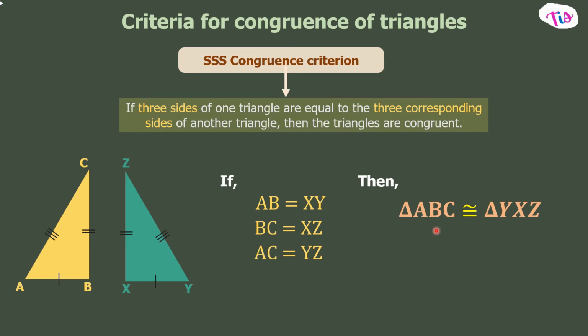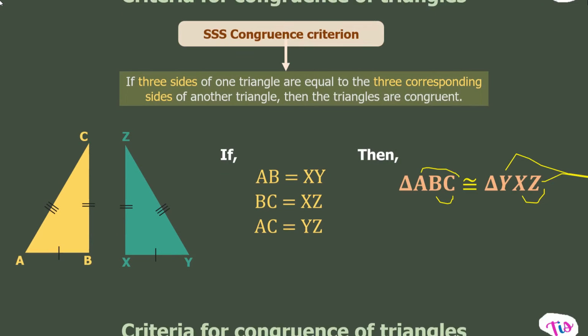Why is only this order correct? Because AB is equal to XY, so it should reflect in this statement. BC is equal to XZ, you can see BC is equal to XZ. And AC is equal to YZ. So the order should be according to the corresponding sides, whatever corresponding sides or parts are equal. So you need to be very careful about the order of the triangle that you write. So this is SSS congruence criteria.